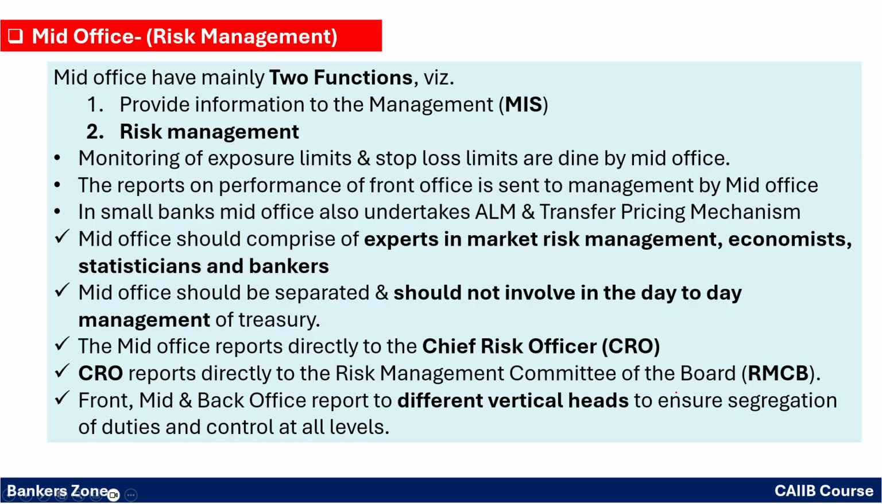Okay, now see, next is the mid office. The mid office is 100% dedicated to risk management. The mid office has two main functions. One is risk management, and second is providing the MIS, the management information system. That means simply the reports they have to send to the management. So the mid office is 100% dedicated to risk management. In risk management itself, they are preparing the MIS and sending all the reports to the management.